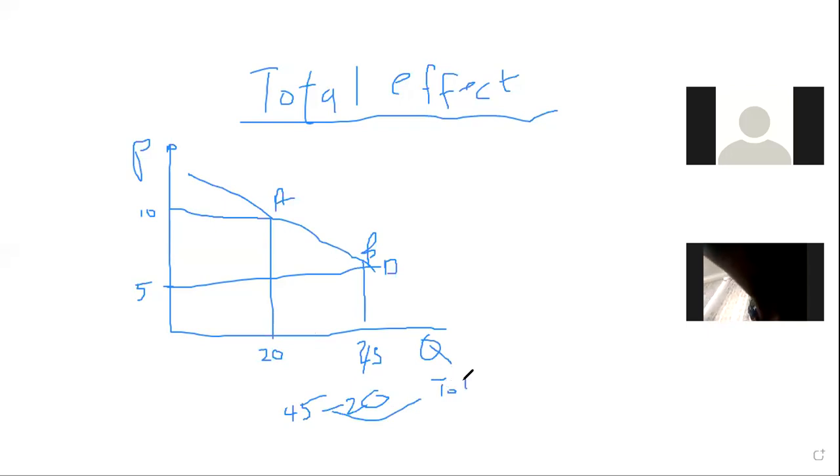So the total effect of the price change. In other words, we're just looking at how the change in price affected quantity. So quantity increased from 20 to 45. So you can classify that as the total effect of the price change. Another way of looking at the total effect is to use the indifference curve.